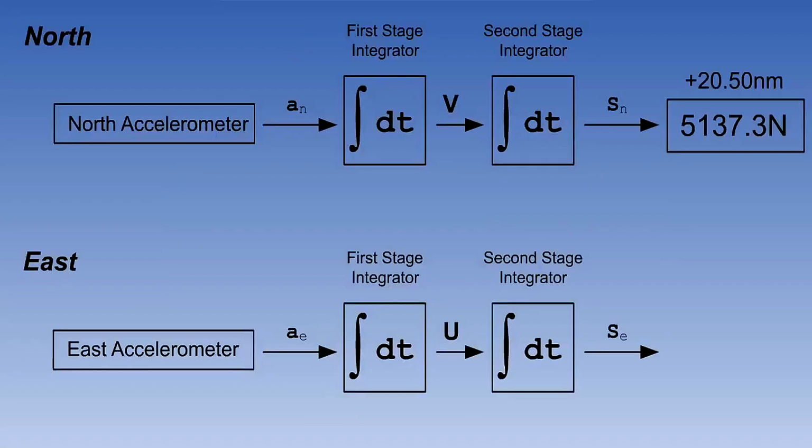The velocities are also passed forward to a second stage integrator where they are converted into distance gone, or displacement north and displacement east. These are labeled S subscript N and S subscript E in the picture. It is necessary for the initial position to be input into an INS before use, so that the system knows where it is starting from.